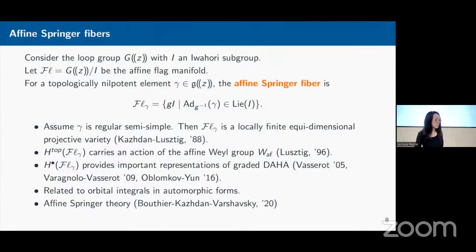And then there are several works concerning the study of graded double affine Hecke algebra actions on the cohomology of these affine Springer fibers. So this was done by Vasserot for K-theory, and then Varagnolo and Vasserot for cohomology, and then later Oblomkov and Yun also did some constructions related to this. And moreover, affine Springer fibers are related to orbital integrals in automorphic forms. And also, there is an ongoing, very exciting project about developing an affine Springer theory in terms of perverse sheaves on the loop algebra by Peng Shan and Vasserot.